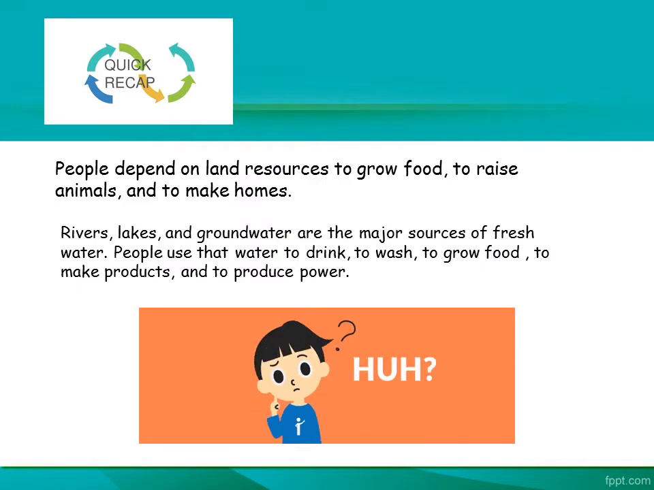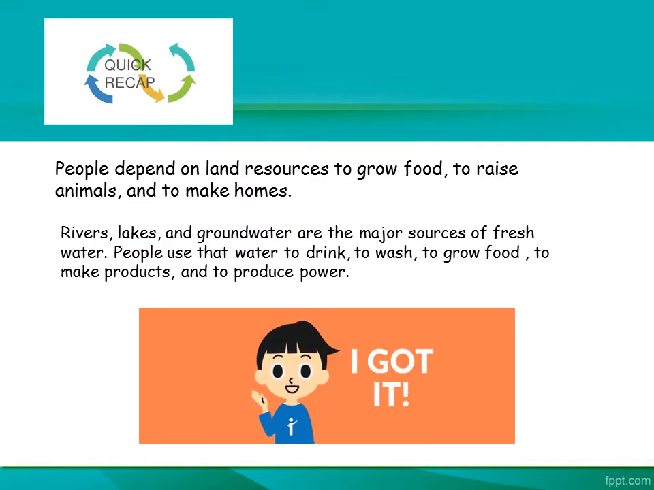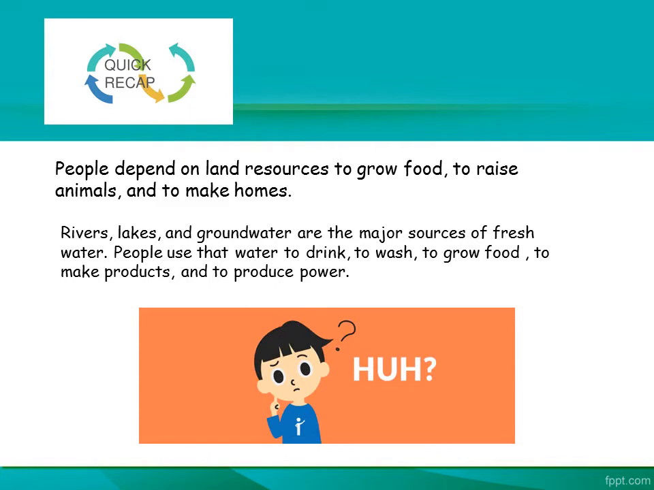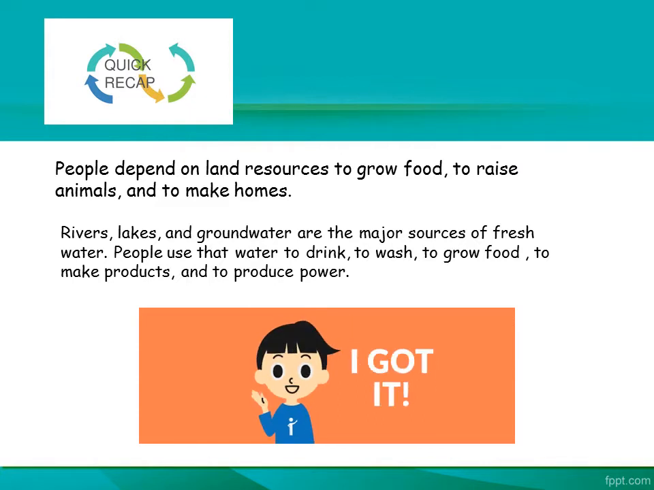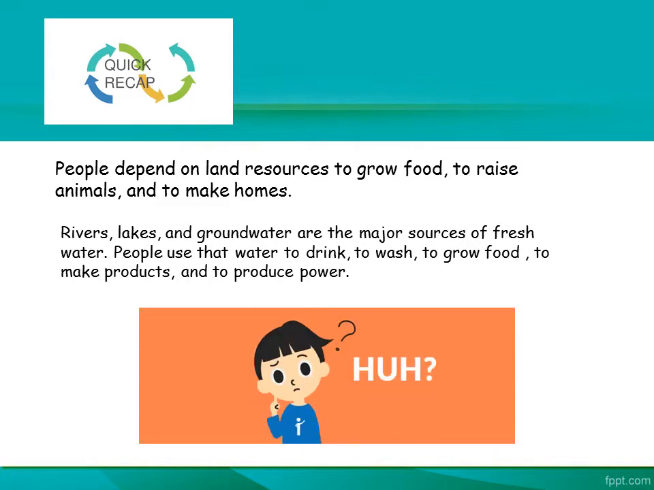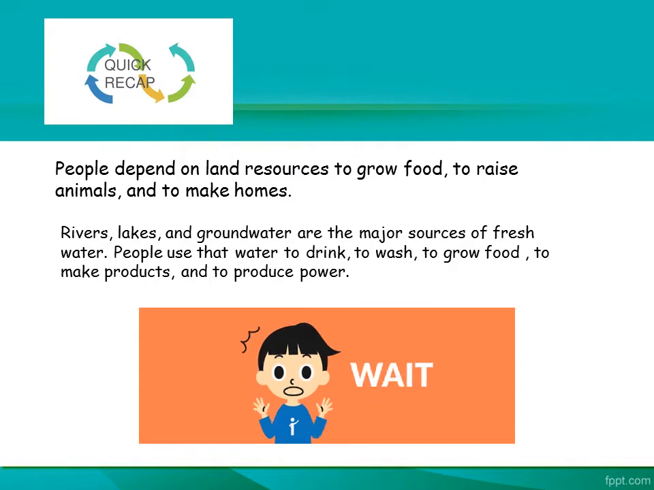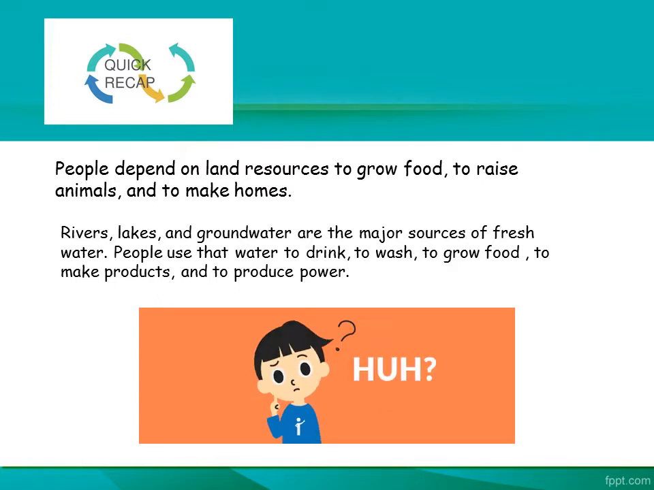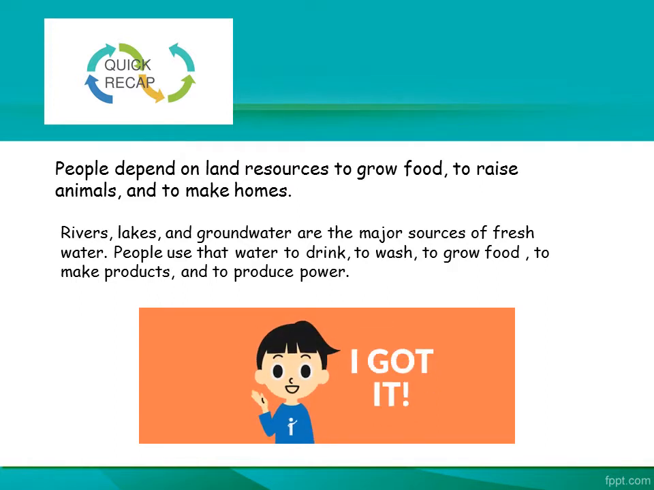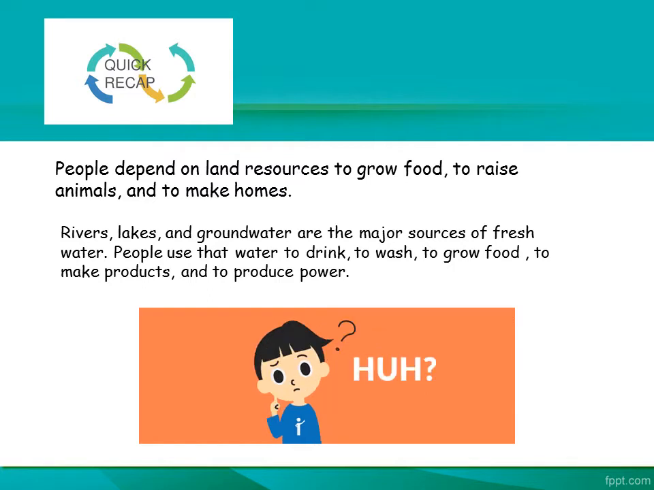Okay, so let's have a quick recap before we proceed to the second part of this lesson. Last week we found out that people depend on land resources to grow food, to raise animals, and to make homes. And also we learned that rivers, lakes, and groundwater are the major sources of fresh water, and people use that water to drink, to wash, to grow food, to make products, and to produce power.